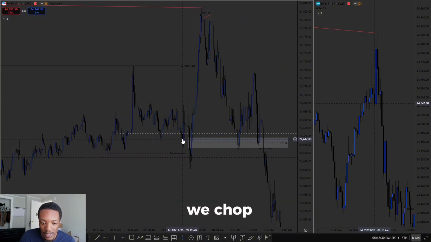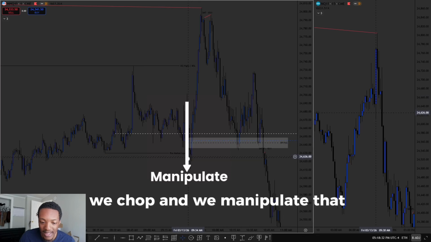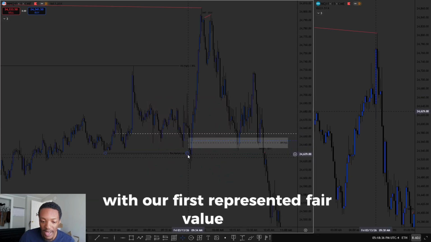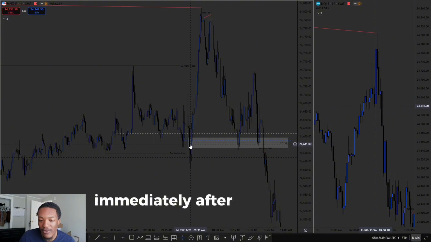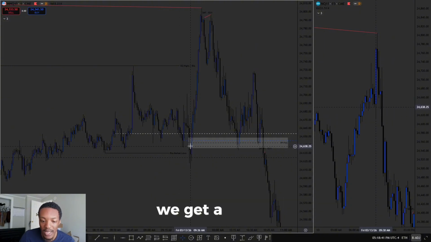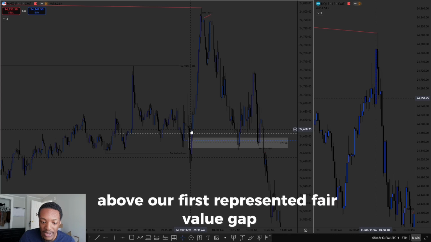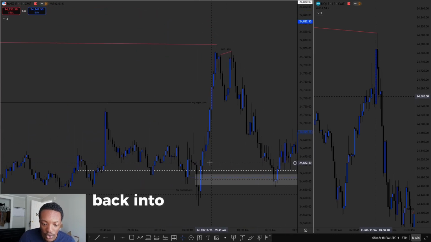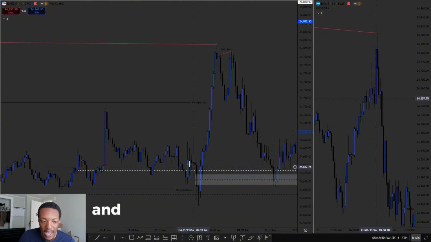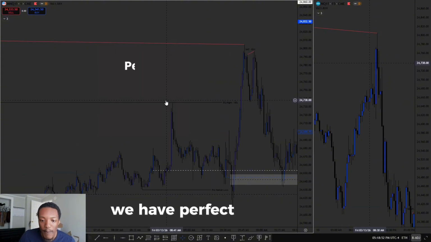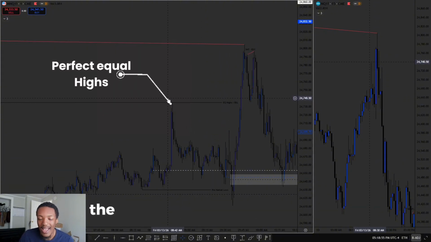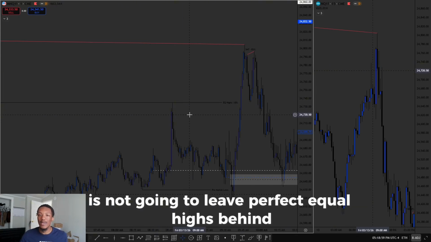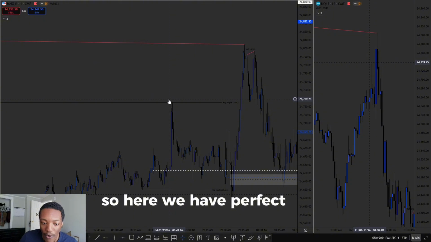At open, we chop, and we manipulate that 15-minute swing low, which is my pre-market lows, with our first presented fair value gap. Immediately after manipulating those pre-market lows, we get a closure above our first presented fair value gap. Then we also get a retest back into our first presented fair value gap. And what do we have above here? We have perfect equal highs. The NASDAQ more times than not is not going to leave perfect equal highs behind.